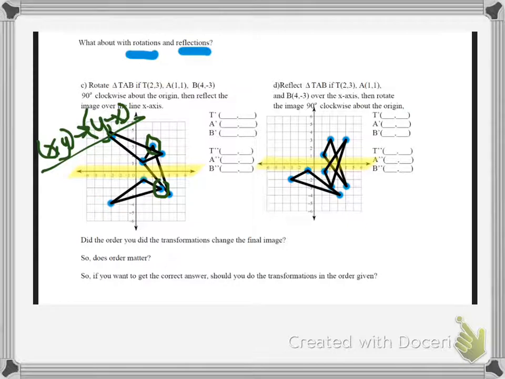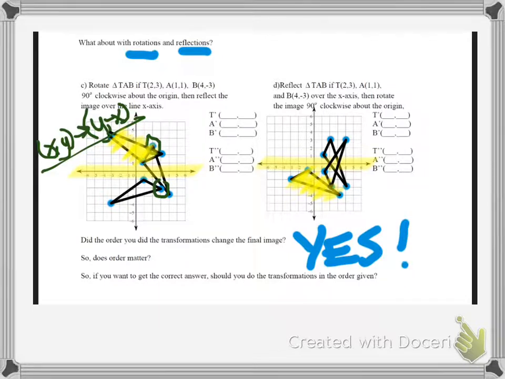All right, so did we get the same end result? Here's what we got the first time over here. Here's what we got this way. Those are clearly not in the same place. The order did change the final image, so the order does matter. So, do you need to do things in the order that you're told to do them in? Yes, very much so. Transformations, order does matter.